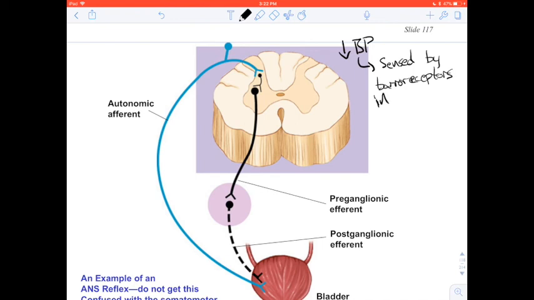In the aortic arch, right, so coming right out of the top of your heart from your left ventricle is your aortic arch. And then also your carotid sinus, which is going to be where, remember, the common carotid, external, internal carotid, they split off. At this point right here is your carotid sinus.